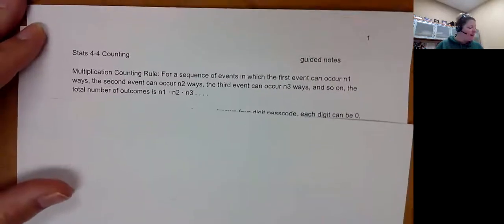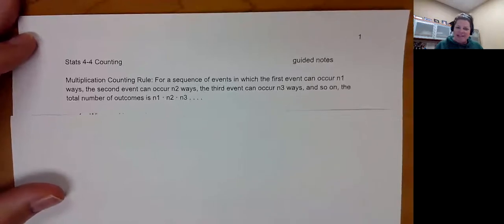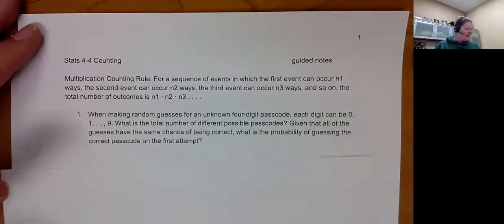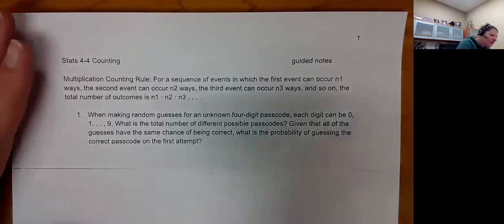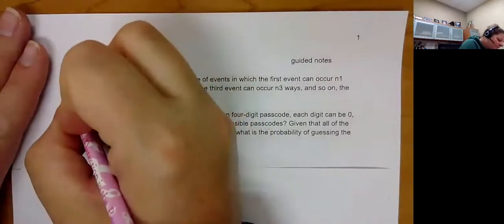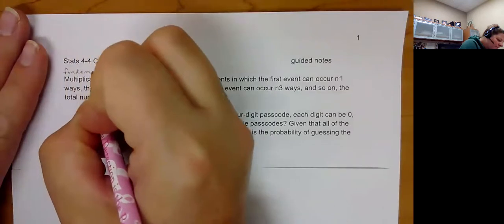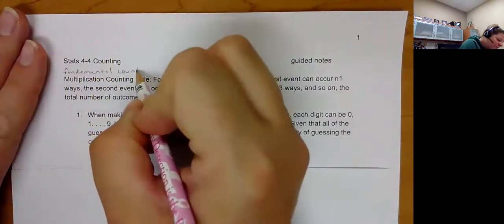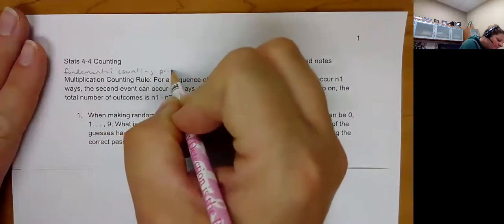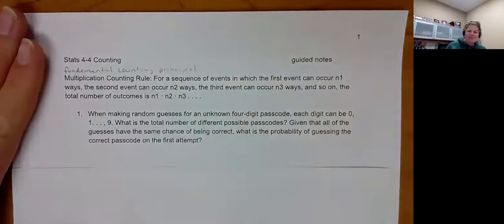Class, this video is going to help with 4-4, which is our counting idea. We've done a little bit of this, but now we're going to focus on it more in detail. So the multiplication counting rule is sometimes called the fundamental counting principle. Okay, that's another word for it.